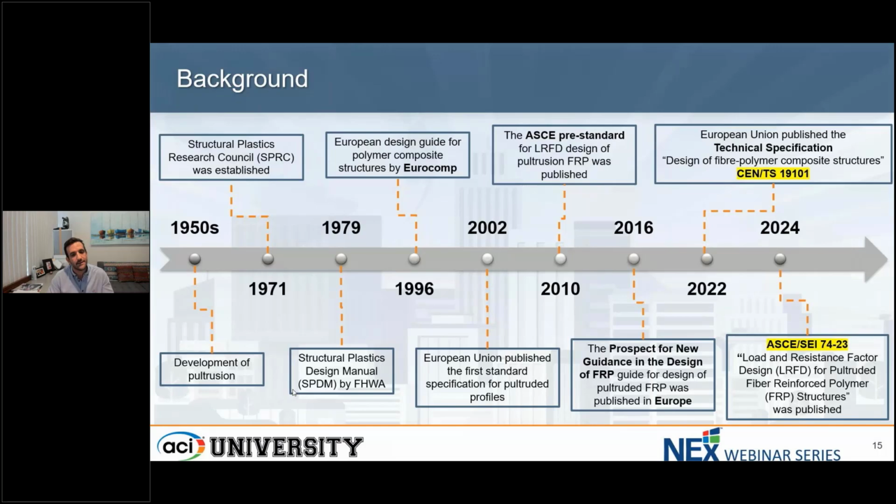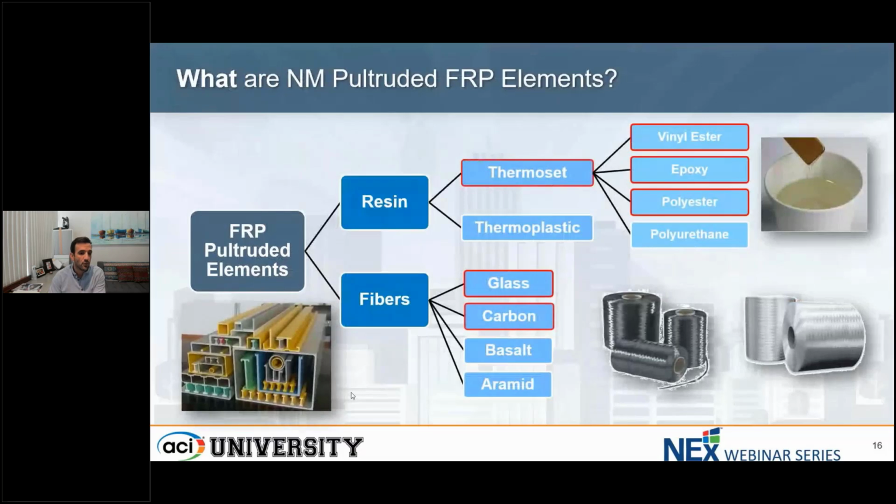The ASCE 74 Load and Resistance Factor Design for pultruded FRP elements, which was published just last year, and our European counterparts published in 2022, the CEN/TS 19101. Those are 2 very strong documents that give the necessary both confidence as well as support to engineers, specifiers, and users in order to move forward.